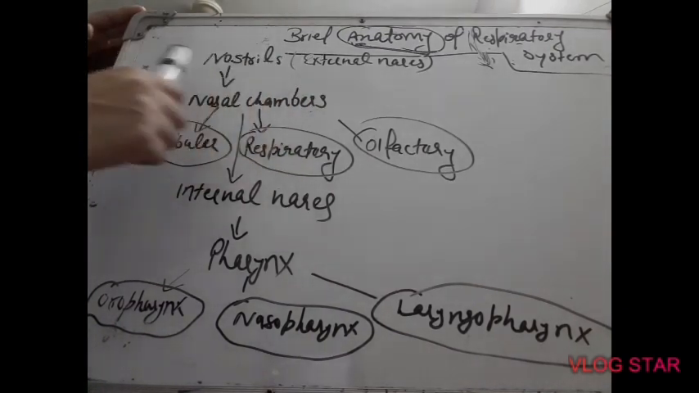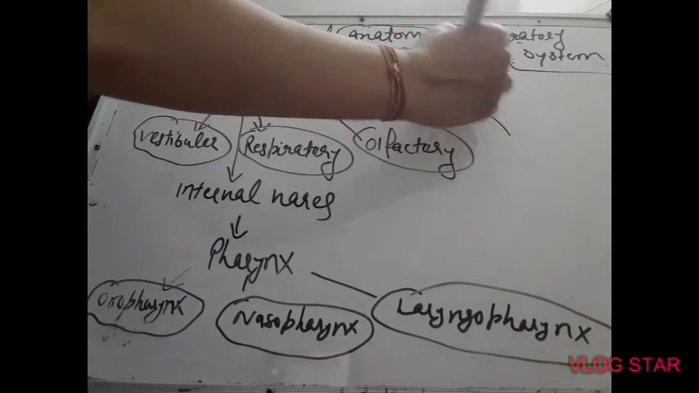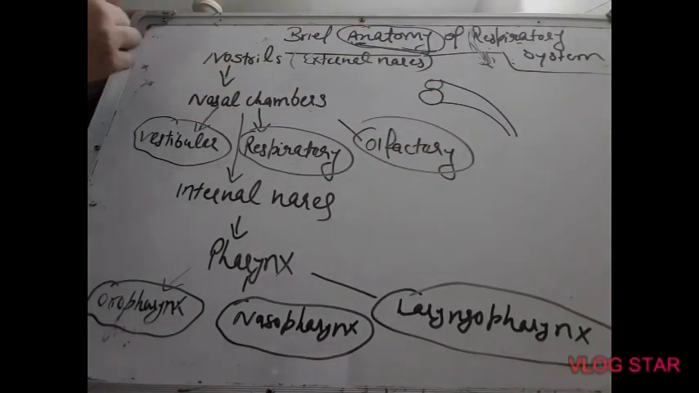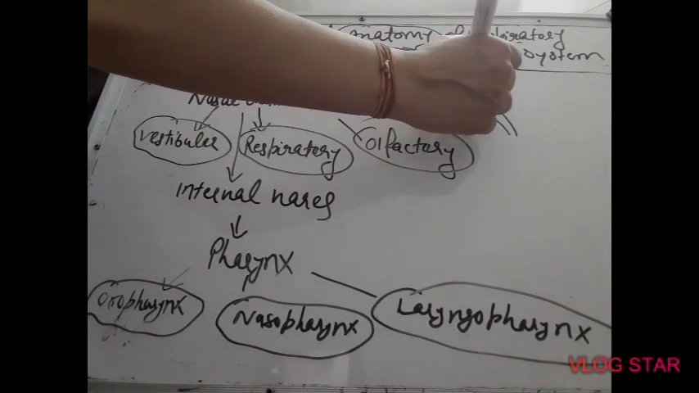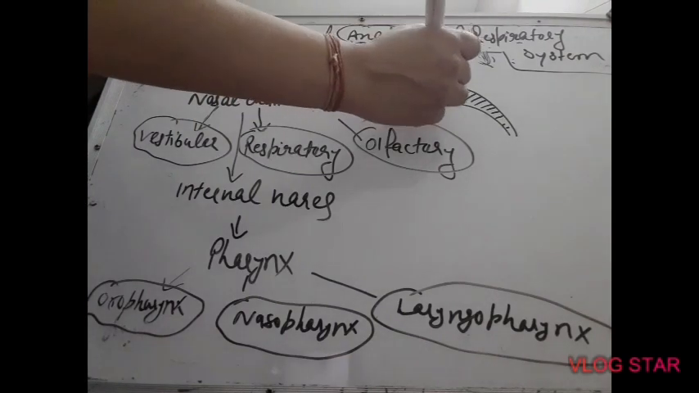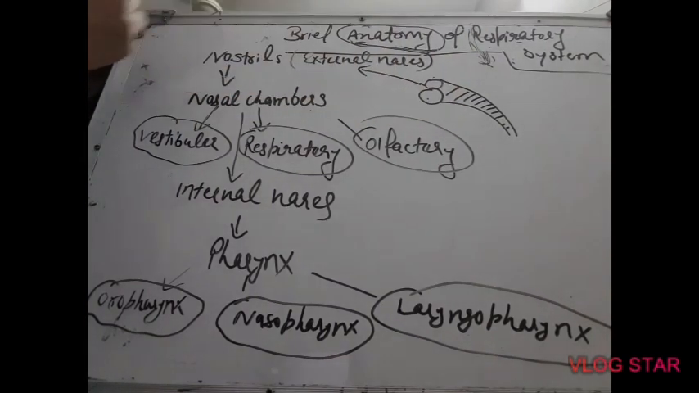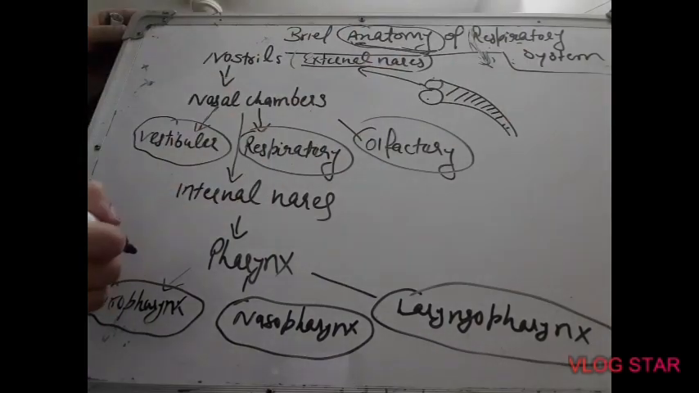Next is nasal chambers. What are nasal chambers? The two pores of the nose lead to a cavity. That cavity is actually known as nasal cavity. This full part is nasal cavity. These two are what? Nostrils, which are also known as external nares, and this full part is nasal cavity.